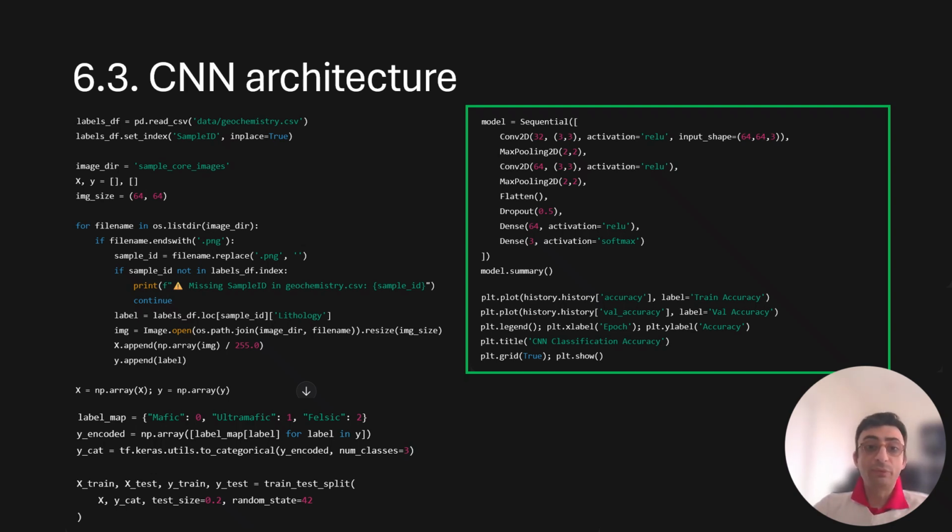Dropout 0.5 is for regularization, randomly dropping half of the units each step to reduce overfitting. And dense 48 here is a nonlinear mixing layer, and dense 3 with softmax outputs class probabilities that sum to 1. And these settings are actually the baseline.